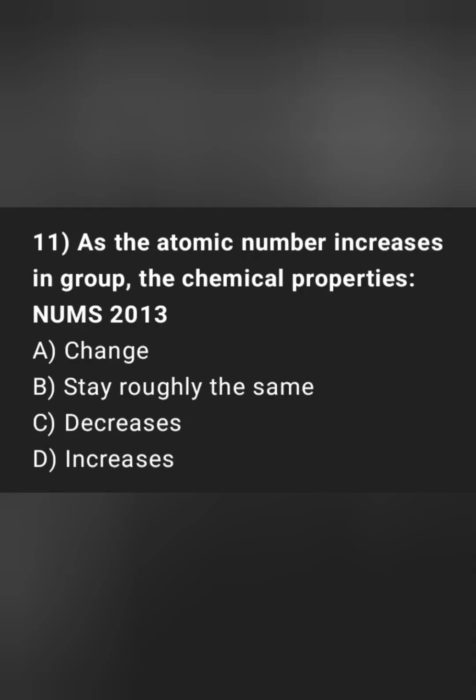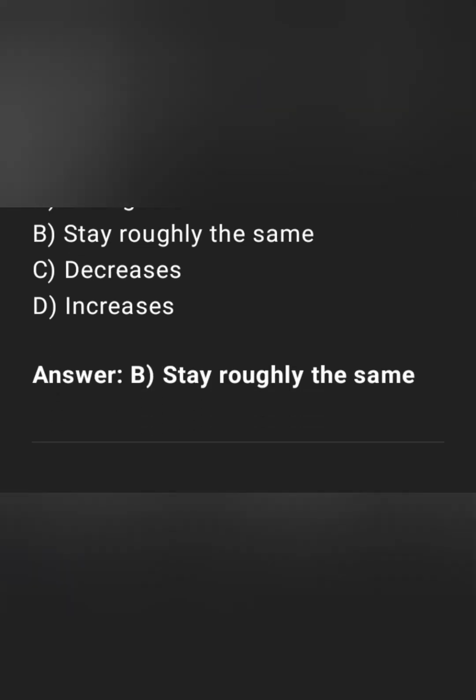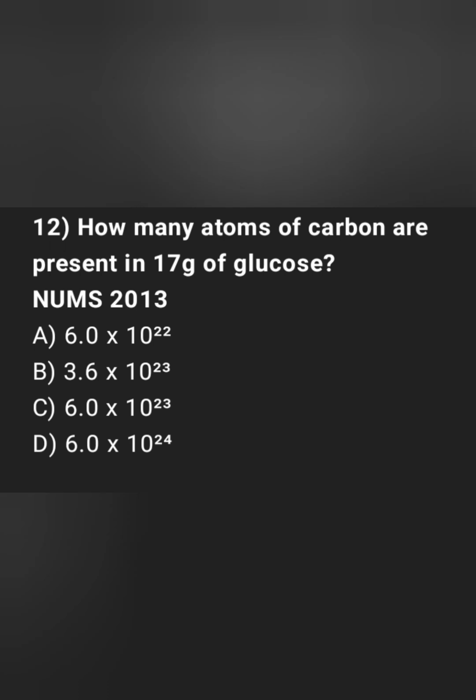11. As the atomic number increases in a group, the chemical properties: A. Change, B. Stay roughly the same, C. Decrease, D. Increase. Answer: stay roughly the same. 12. How many atoms of carbon are present in 17 grams of glucose?